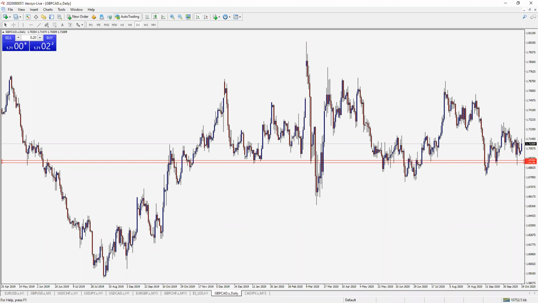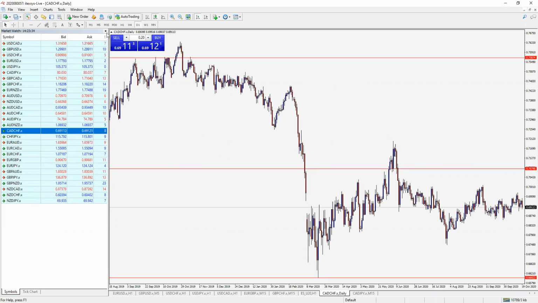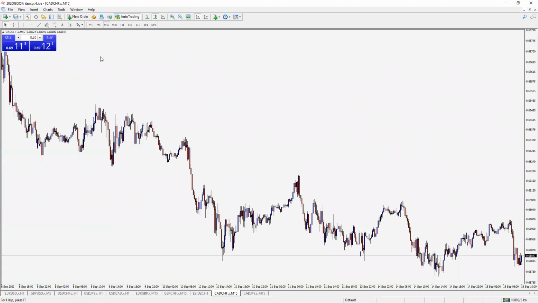So, okay, someone asked for the Canadian and the Swiss on this 15-minute chart. Seems to be, let's check. Seems to be going into a strong supply level. Canadian Swiss, loonie against the Swiss. Okay. Here it is. 15-minute chart. All right.